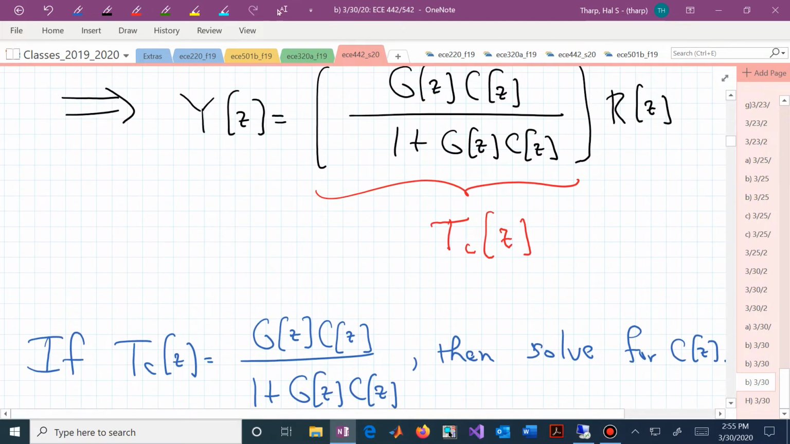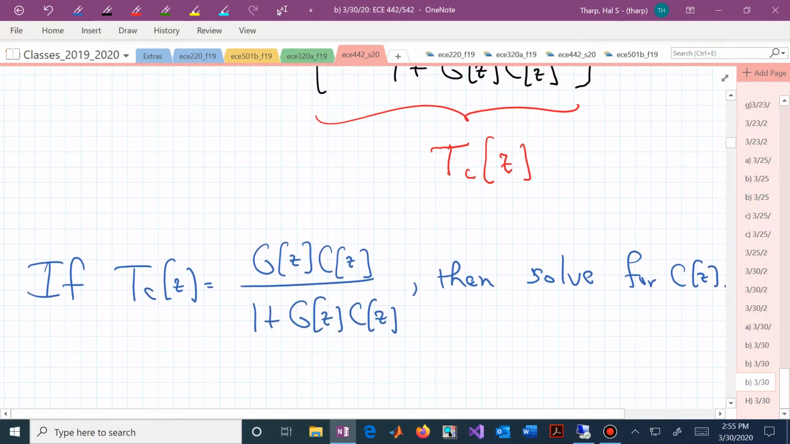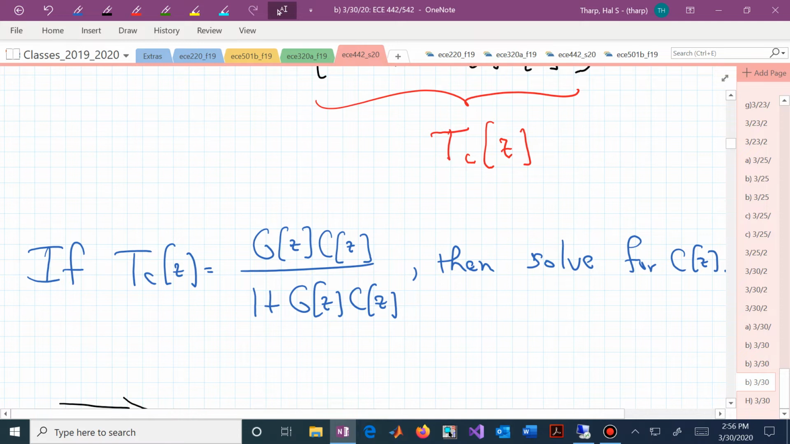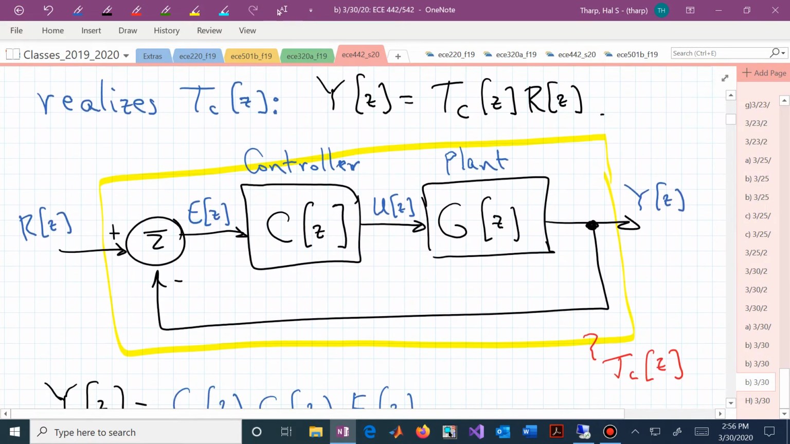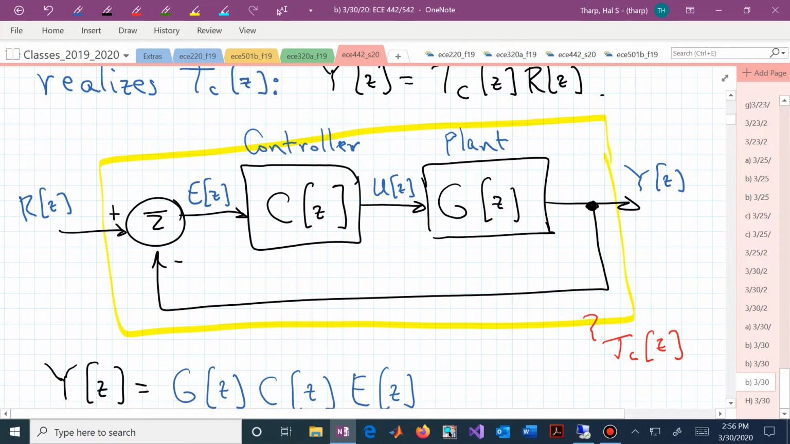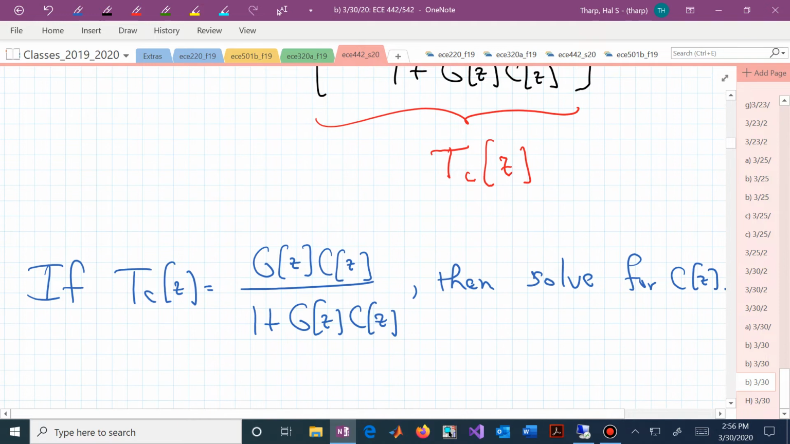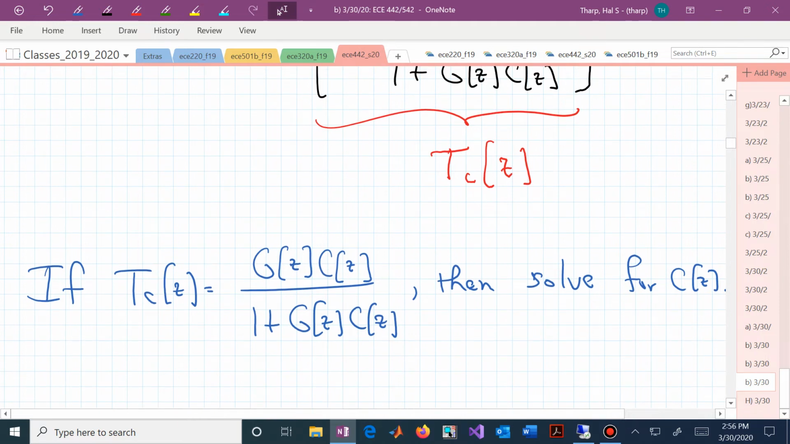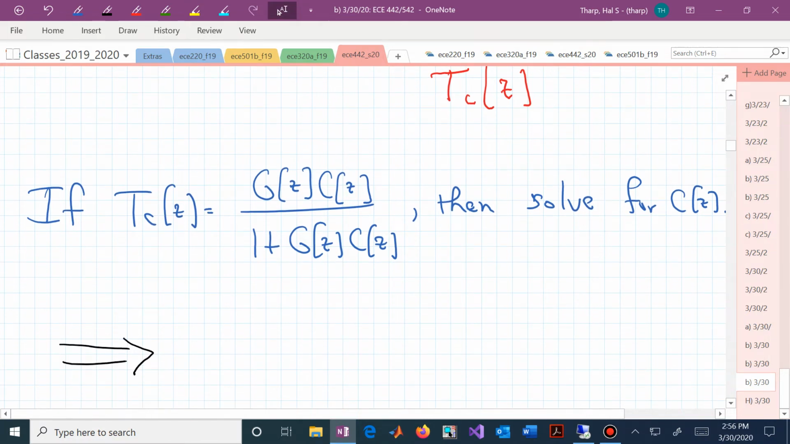So if we now have t sub c being equal to gc over 1 plus gc, we can solve this for c, and that will then force the closed loop system to have a transfer function between the reference input r and the output y in the closed loop equal to t sub c of z by the appropriate design of our controller c of z. Let's now use this t sub c expression to solve for the controller's transfer function c of z.